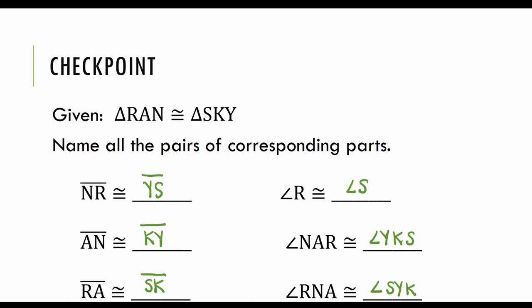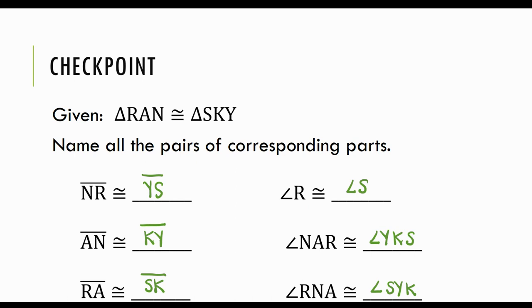So hopefully you got these correct. If you're following the letters, notice that N is in the last and then R is first. So when I go over to the other triangle, I have to go last followed by first. So that's why it was the segment YS. Then we have the middle and the last letter, so KY. And then first and middle, so SK.